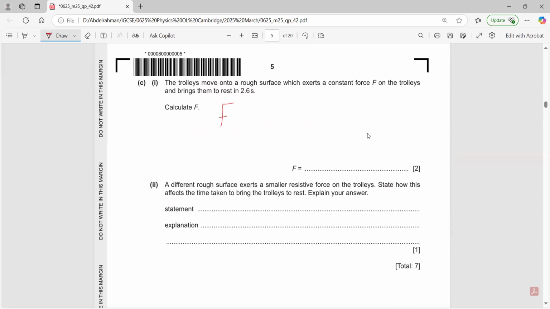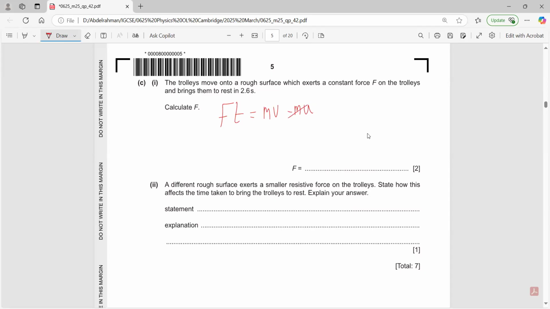Ft equals mv minus mu. In this question, we can consider the mass of one body, but when they are joined together, the mass of both of them will just be the sum of both masses. The final velocity is zero or the initial velocity is zero, it doesn't really matter here because I don't care about the direction of the force. So you can just say mu is zero because it will come to rest.